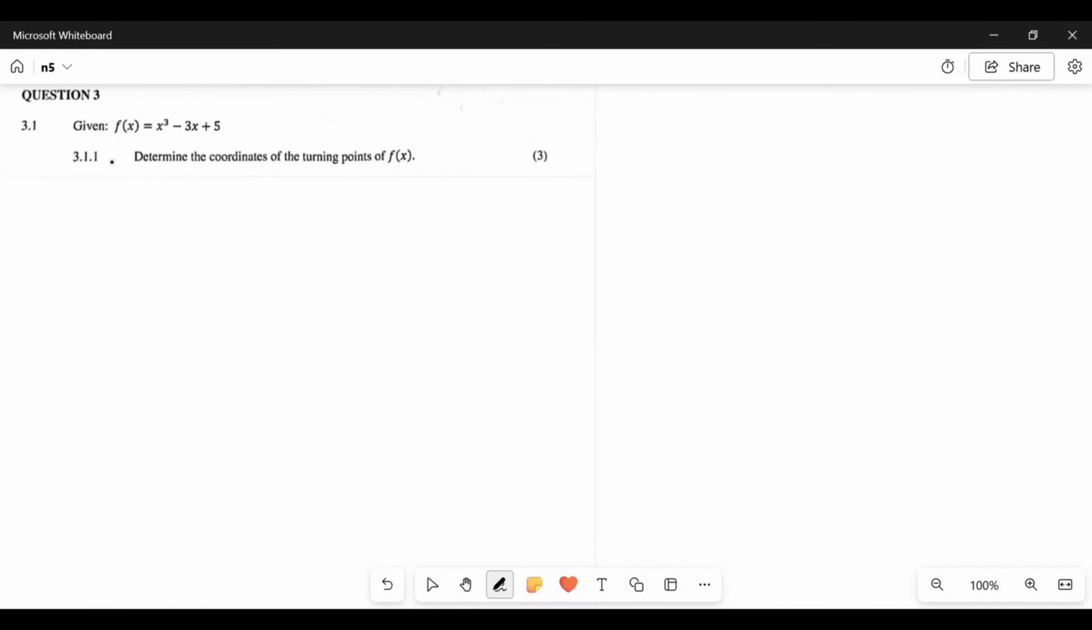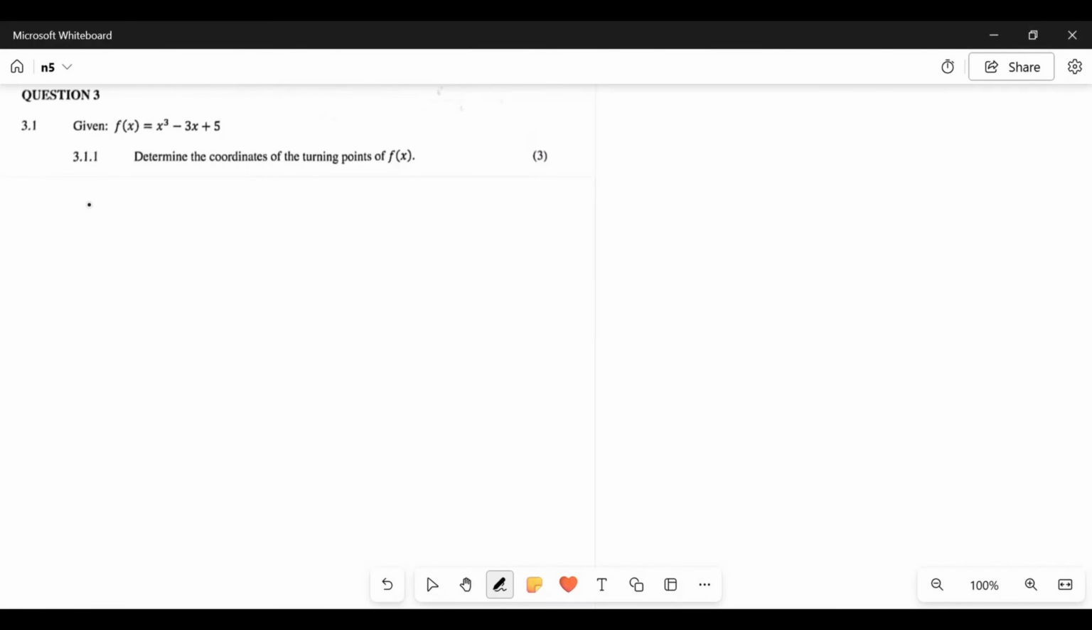For 3.1.1, they want us to determine the coordinate of the turning point. Now this is a cubic graph, guys. For the fact that it has x to the power of 3, it means that it is a cubic graph. So now they want you to calculate the turning point. When you calculate the turning point, this means that you need to derive this function that is given to us and equate it to 0.